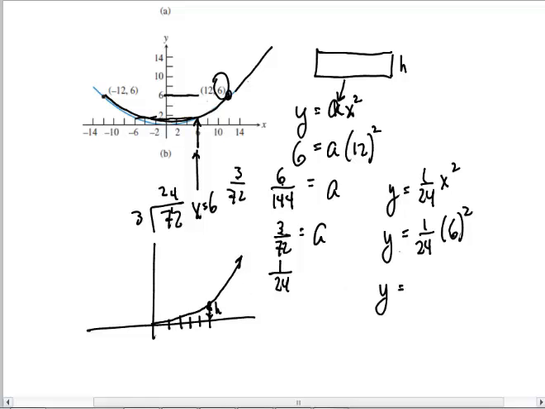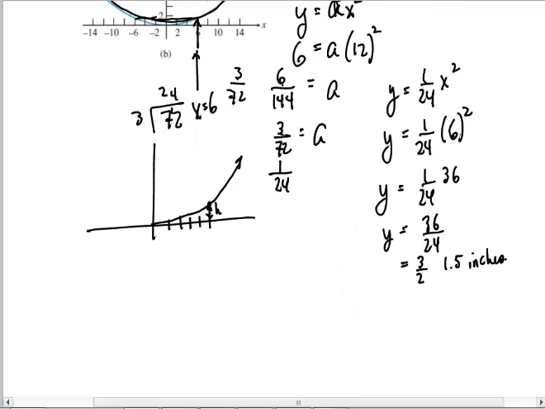So here y equals 1 over 24. I've got 36 because that's squared, so 36 over 24. If I take 12 out of both, I'm going to get 3 over 2. So that height is 1.5 inches high.